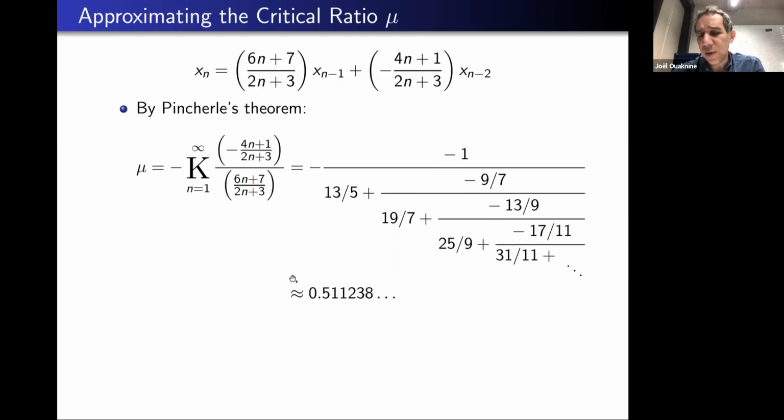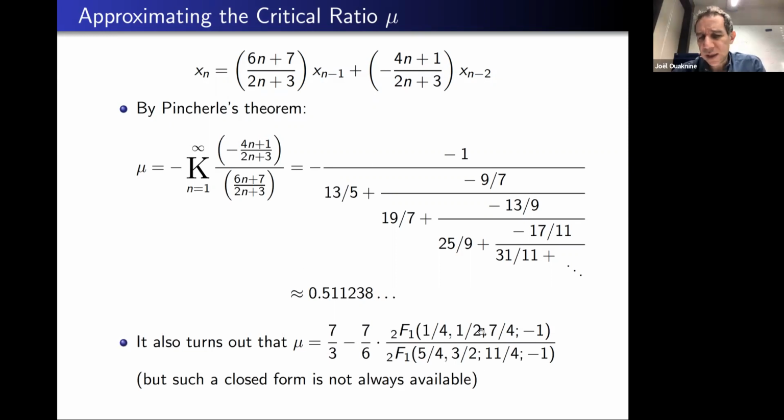And numerically, you can evaluate this. It is about 0.511. And it so turns out that you can write this as a ratio of Gaussian hypergeometric functions, but this is not always the case. The point I'm making here is that you can approximate the critical ratio, but in general, with these infinite continued fractions, you have absolutely no way of knowing what they are. You don't know whether they converge to a rational number, an algebraic number, or a transcendental number. A lot of people have studied these things, but we know very, very little about the limits of these things.